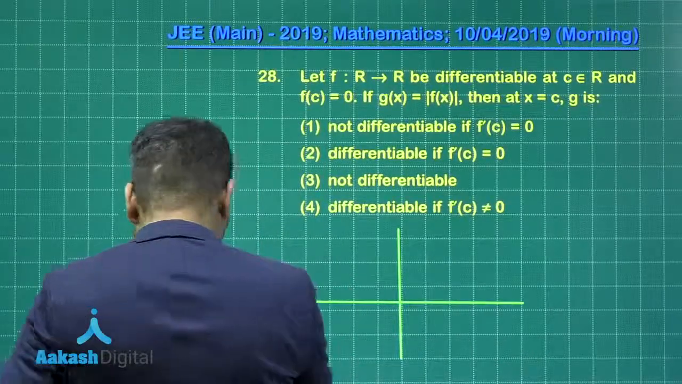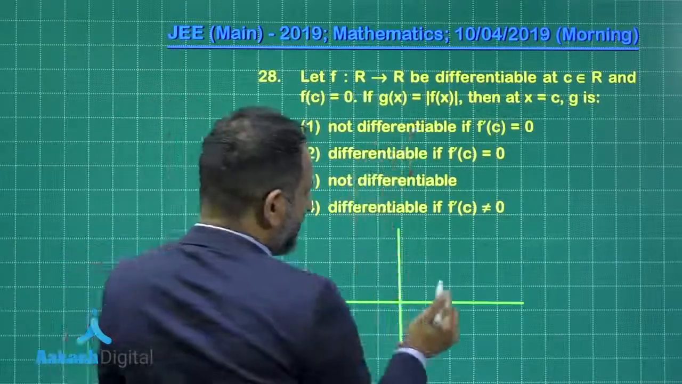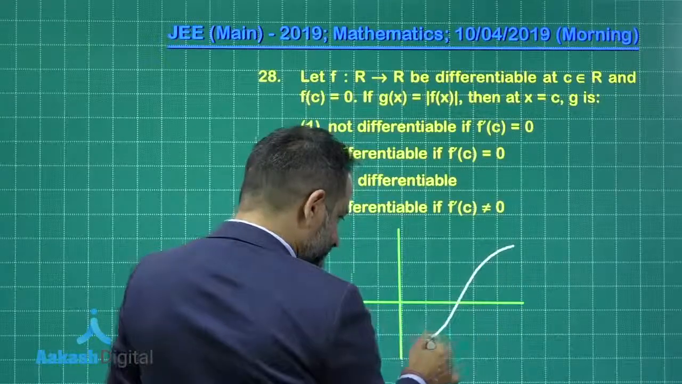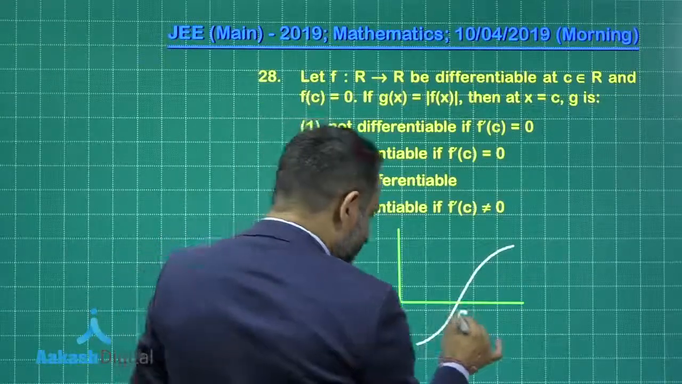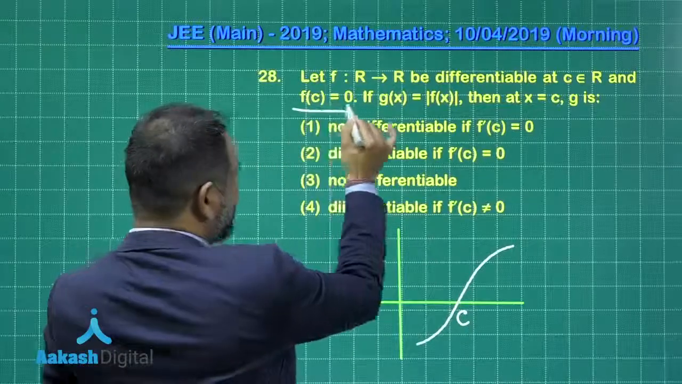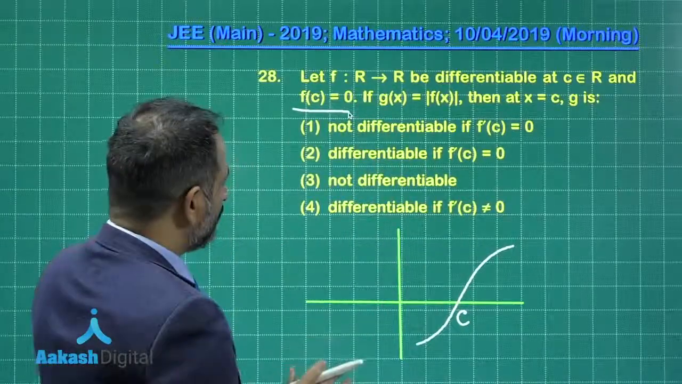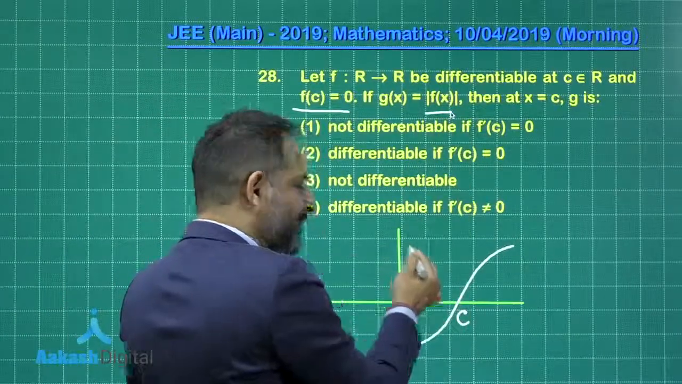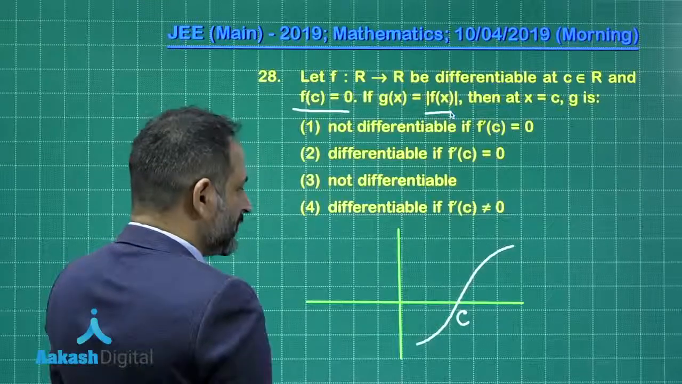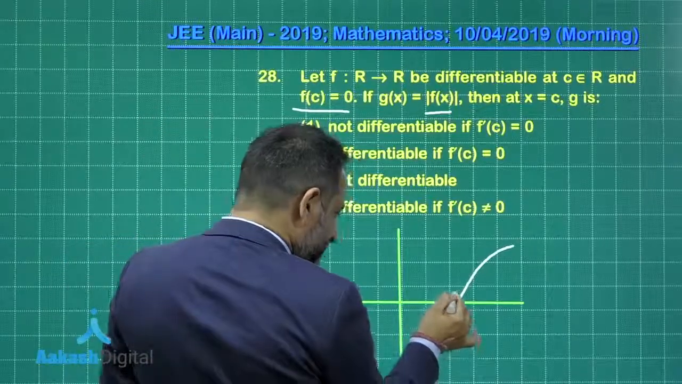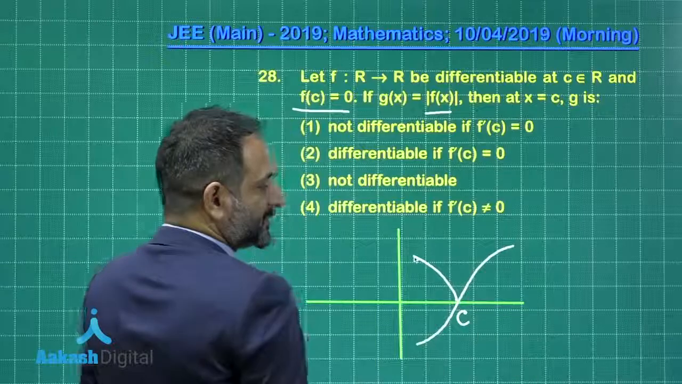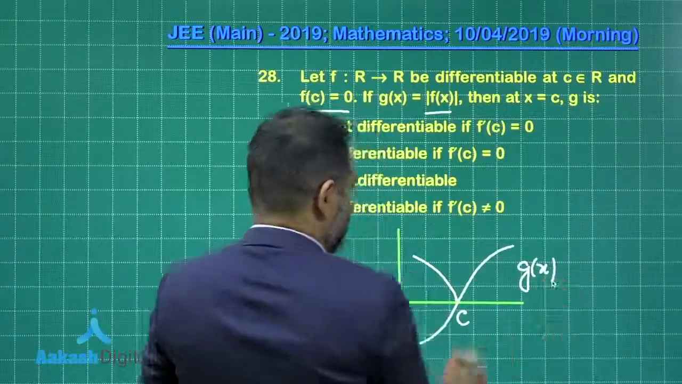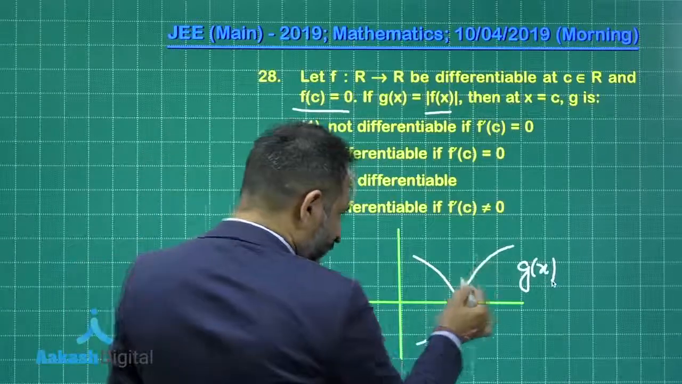Now if f of x is a function, say this, and this is the point c where f of c is equal to 0. Now we know when we apply a modulus here, this part will form a mirror image here. So you can see the mirror image of this part will be roughly here. So this is the g of x for us, which is having only the upper part.